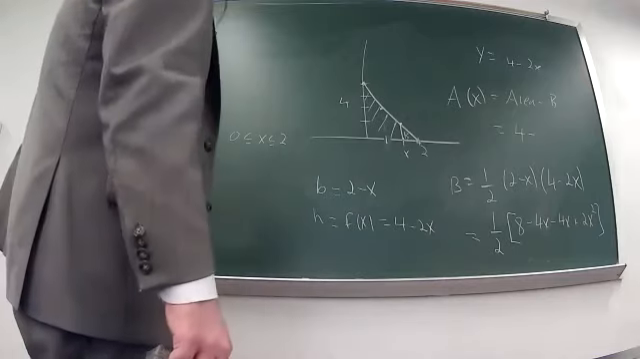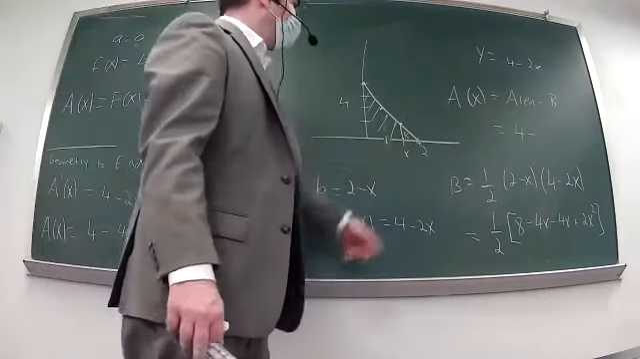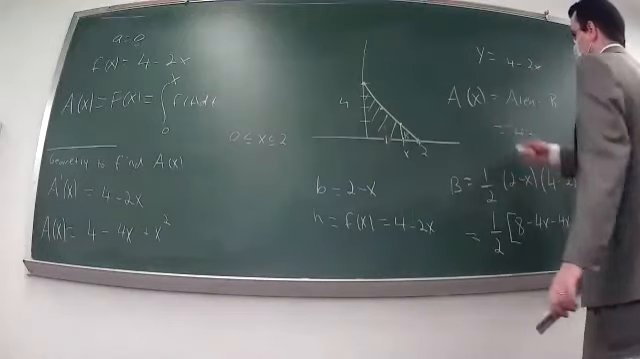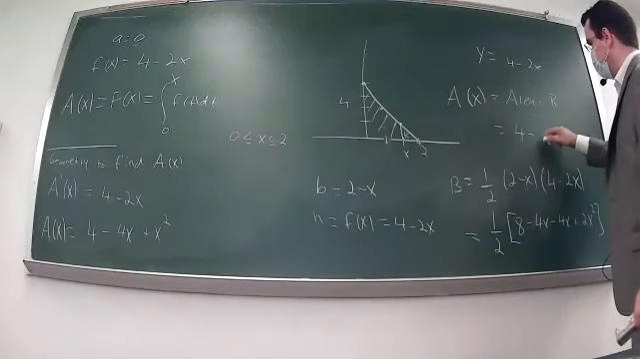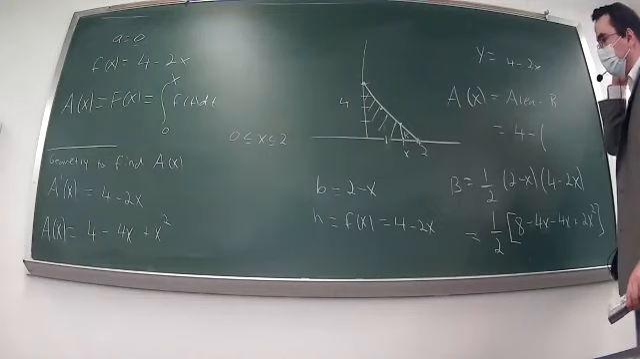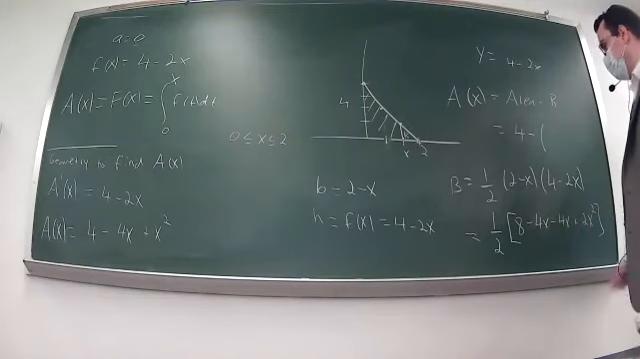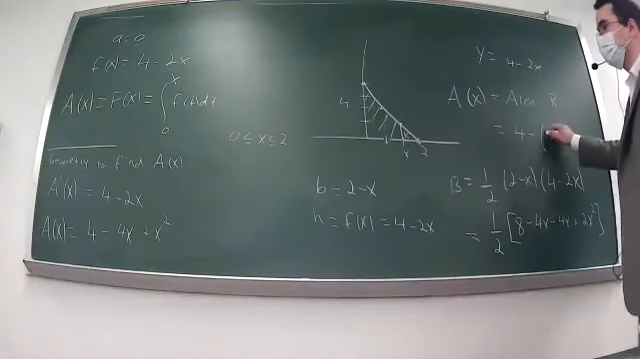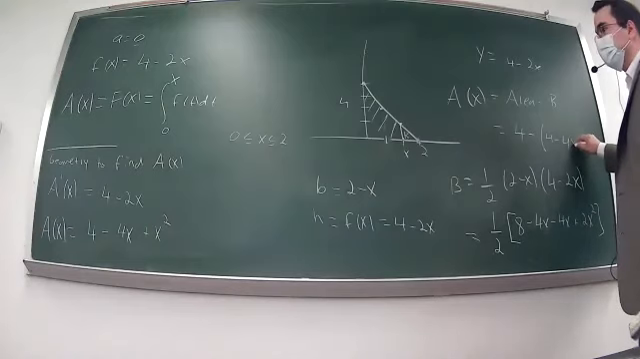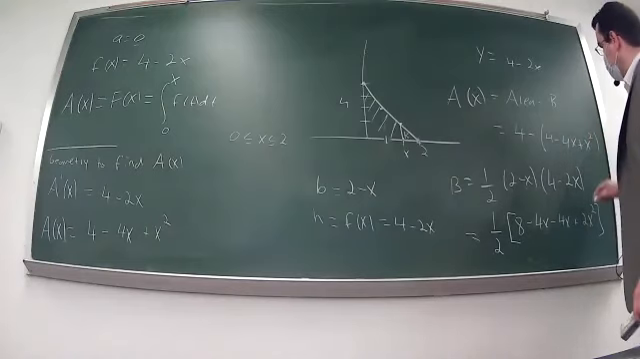Oh, I see. I just calculated the area of this part B, and A of x is 4 minus that. So it's 4 minus B. It's 4 minus 4x plus x squared.